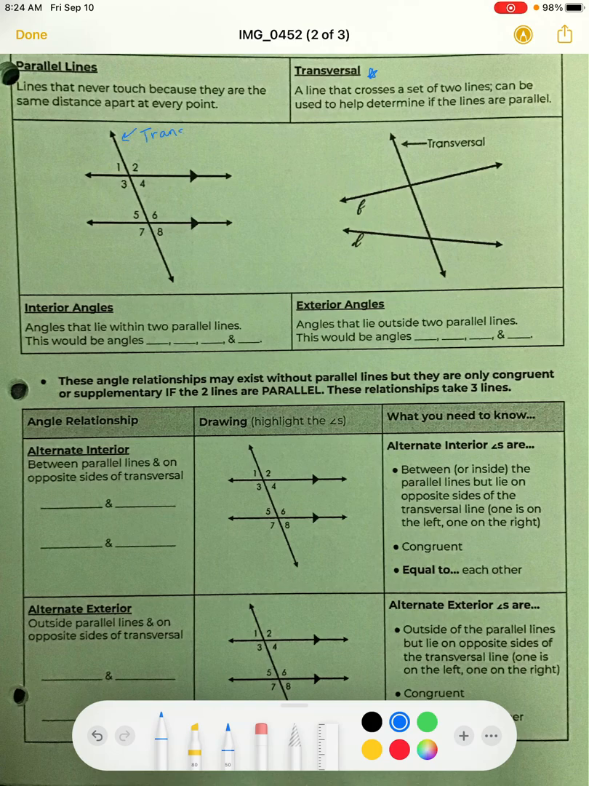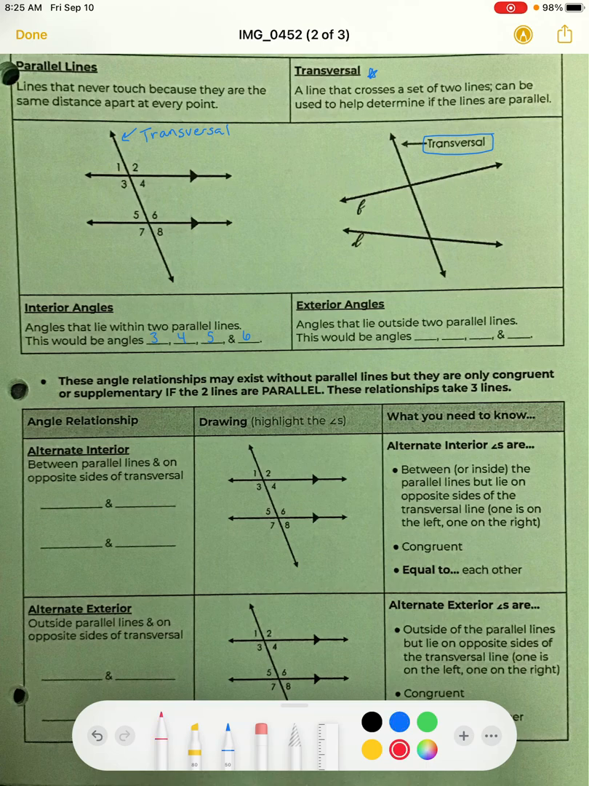This is called the transversal. And in this picture, this is the transversal, so they can be with parallel lines or not parallel lines. In the picture, a transversal creates interior and exterior angles. Angles that lie within two parallel lines, these would be the angles 3, 4, 5, and 6.